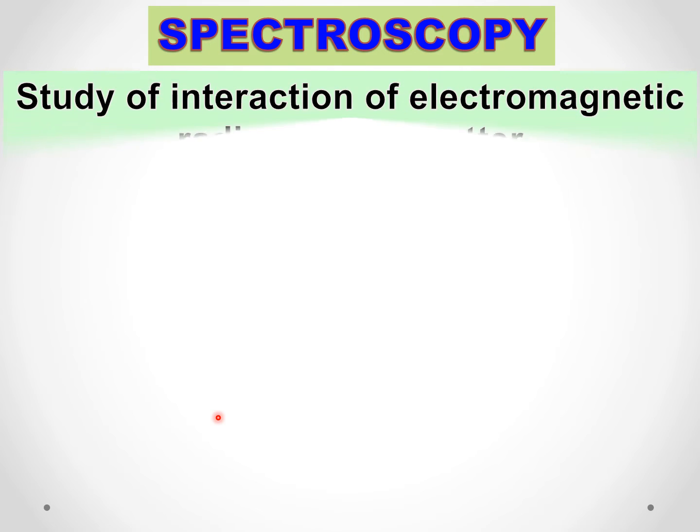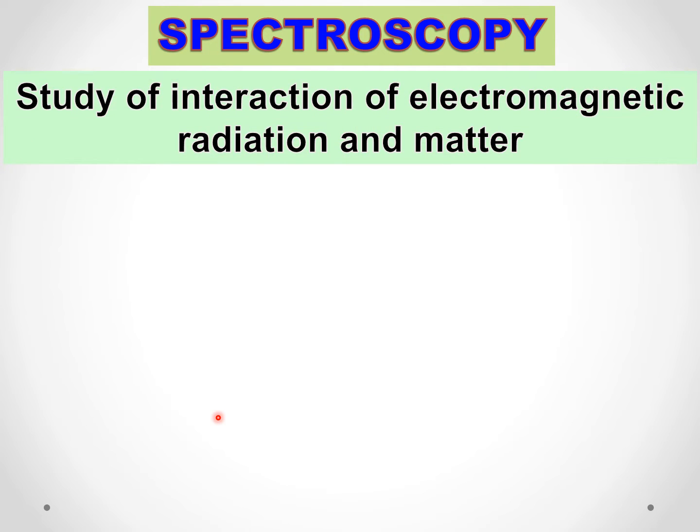Now spectroscopy is defined like this: study of the interaction of electromagnetic radiation and matter. So when a radiation falls on matter, the radiation and matter will interact, and due to this something happens to the radiation and something happens to matter also. So if we study that, then we can understand something about matter. That is, we can do chemical analysis.